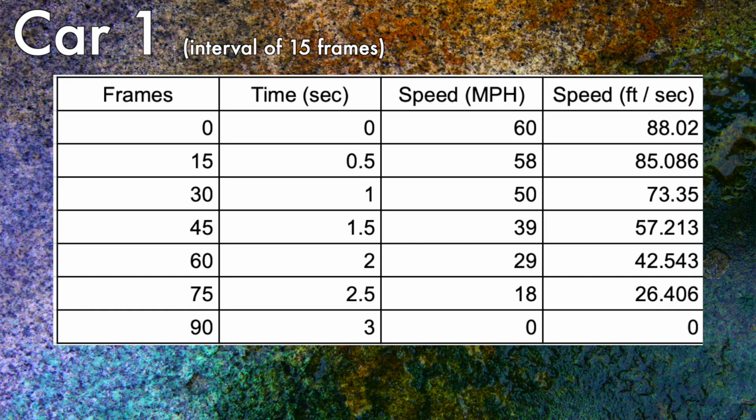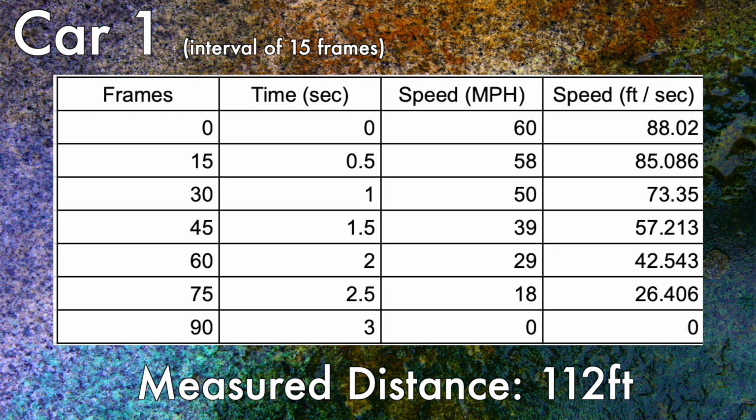Using the slow motion video of the speedometer at the time interval of 15 frames, which is equal to half a second, I was able to make this table of data. The real-life distance recorded was just under 112 feet from 60 to 0, which is pretty good, but let's see what the different methods of Riemann sums tell us.